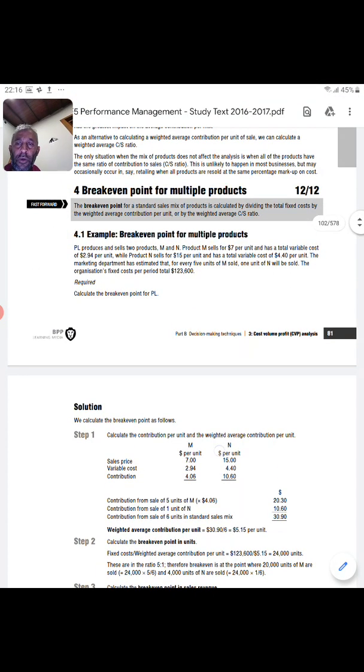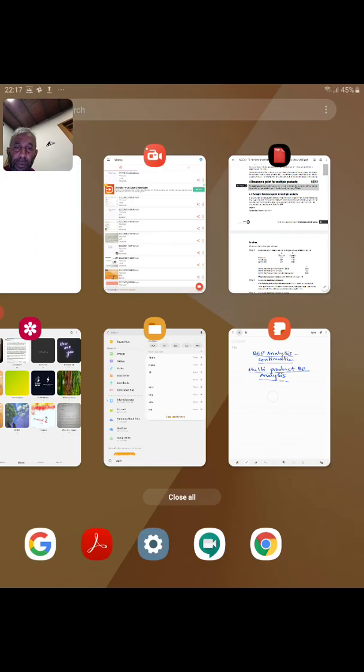Now, this is the question over here. PL produces and sells two products, M and N. Product M sells at $7 per unit and has a total variable cost of 2.94, while product N sells for 15 per unit and has a total variable cost of 4.40. The marketing department has estimated that for every 5 units of M sold, 1 unit of N will be sold. The organization's fixed cost per period totals 123,600. Let's jot down this information.